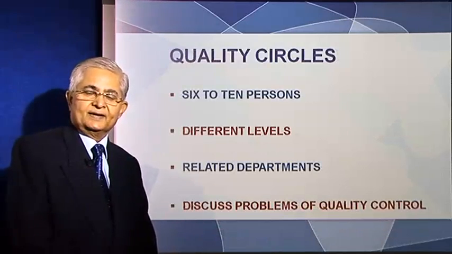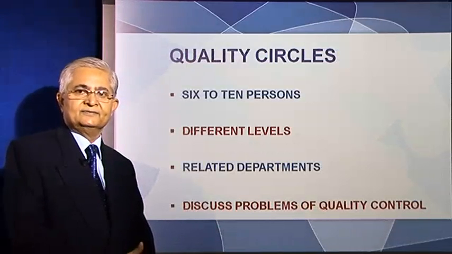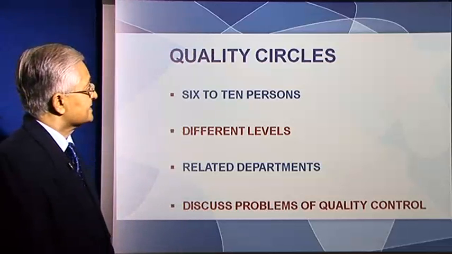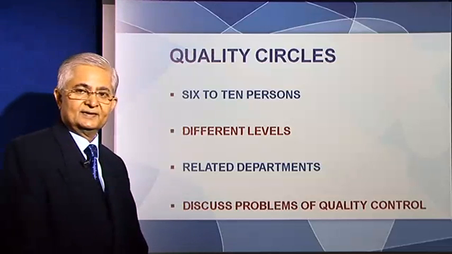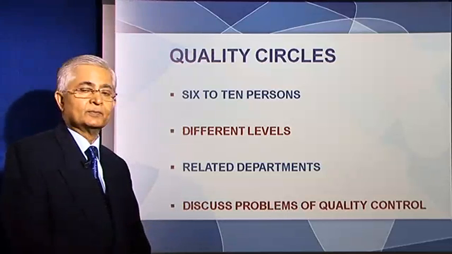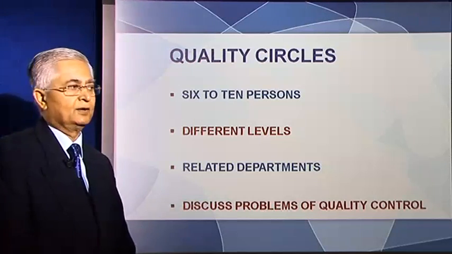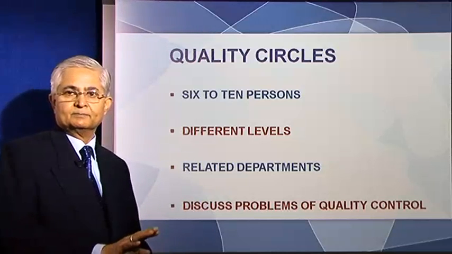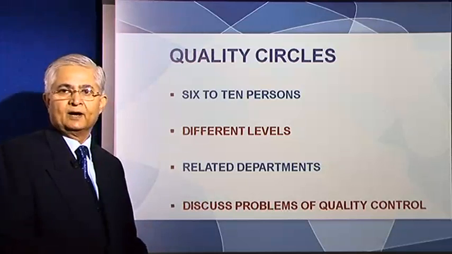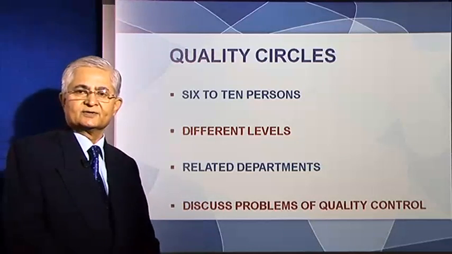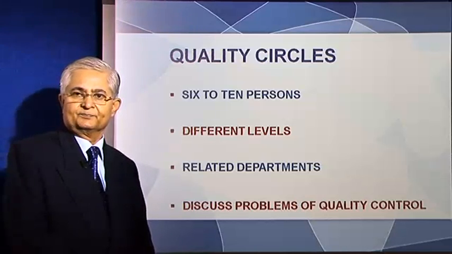Now, another kind of formal group is the quality circle. This is the third kind of formal group that we are looking at. We looked at teams, we looked at brainstorming groups, and now we are looking at quality circles. What is this concept of quality circle?